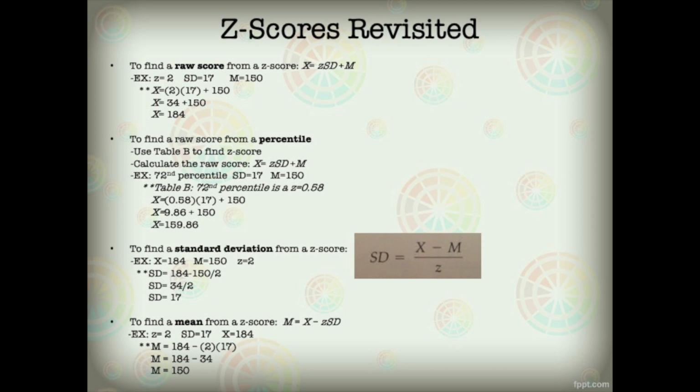The first bullet point says if you want to find a raw score from a z-score, you're going to use that formula there. Raw score equals your z-score multiplied by your standard deviation plus your mean. And you can see an example of calculating through that formula right beneath its bullet point.